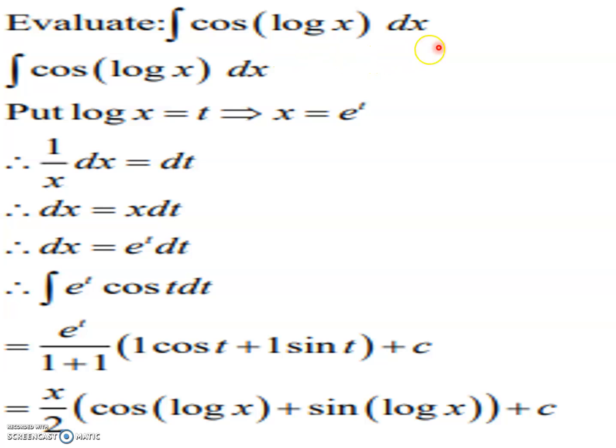Evaluate the integral of cos log x dx. What is the derivative of log x? Let log x be equal to t. We have to apply the exponential and logarithmic form because 1 upon x is not available. So the best way is log x equal to t. Therefore, if no base is given for log, we consider e raised to t is equal to x. We have to convert log into exponential. So x is equal to e raised to t.